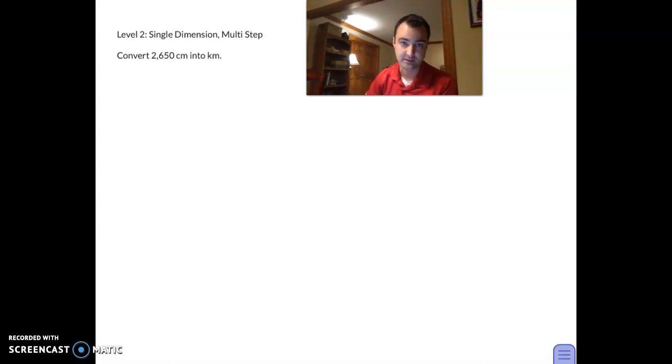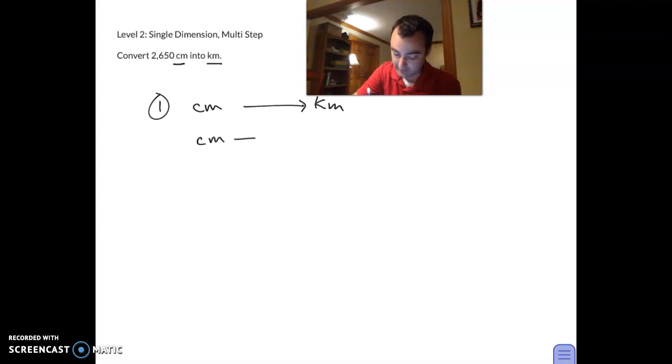Okay, the next step that is slightly more complicated is the same dimension, but if you have to do it multiple times. So in this example, it asks us to convert 2,650 centimeters into kilometers. So our pathway is centimeters to kilometers, but we might not know the conversion for that by itself. So centimeters to kilometers can be broken down into a couple steps, centimeters to meters, and then meters to kilometers.